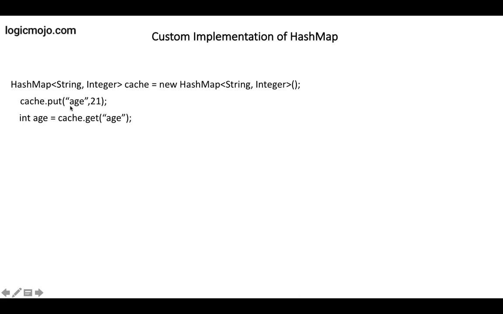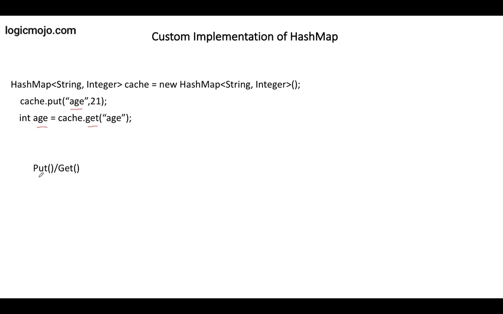In the put, I pass the key as a string, which you can assume is some kind of age, and the value is 21. This will store the value into the HashMap, and then I will perform the get operation. In the get operation, I just pass the key and I will get the value of it. So these are the two operations that mostly happen in the HashMap.